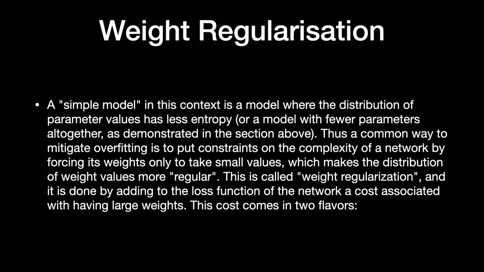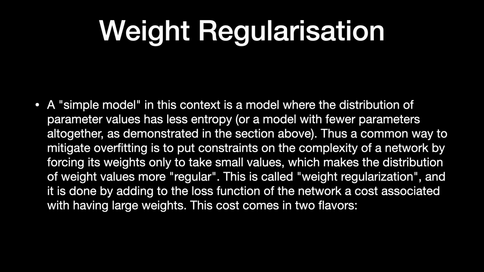A simple model, in this context, is a model where the distribution of parameter values has less entropy, or a model with fewer parameters altogether, as demonstrated in the section above. Thus, a common way to mitigate overfitting is to put constraints on the complexity of a network by forcing its weights only to take small values, which makes the distribution of weight values more regular. This is called weight regularization, and it is done by adding to the loss function of the network a cost associated with having large weights.